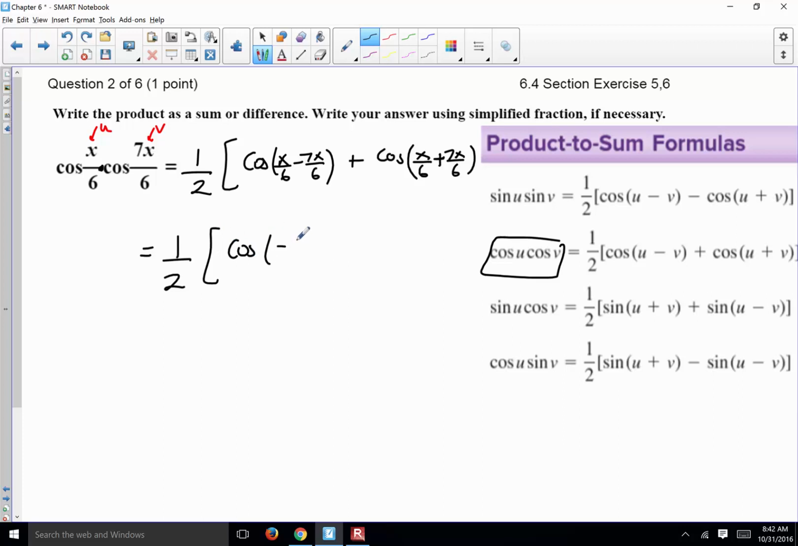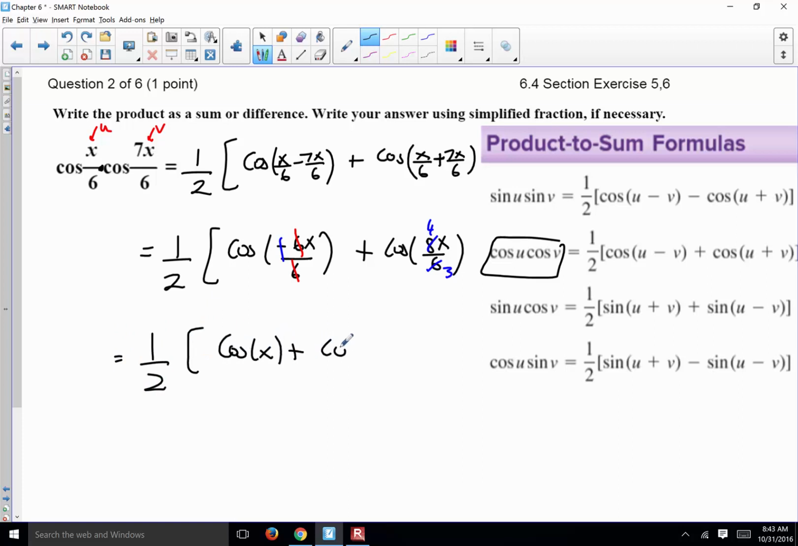Alright. x minus 7x makes how many in total? Minus 6x over 6. But wait a minute, they cancel. So it's minus x. You can also wipe off the minus because cosine is an even function. It wipes off all negatives. And this is 8x over 6. They won't clearly cancel, but a little bit cancel to 4/3. So the final result is cosine x and cosine 4/3 of x.